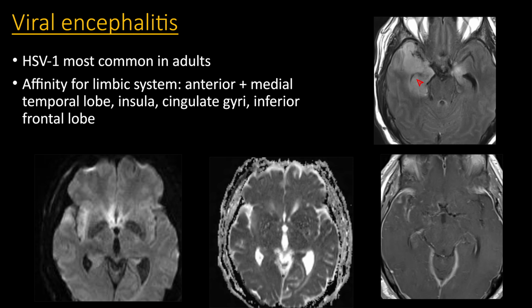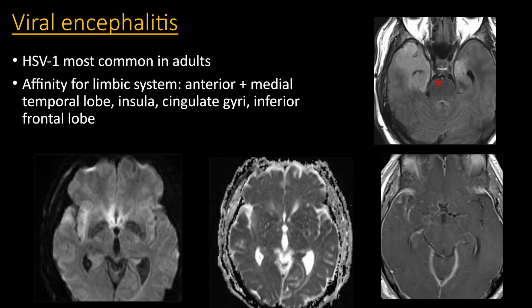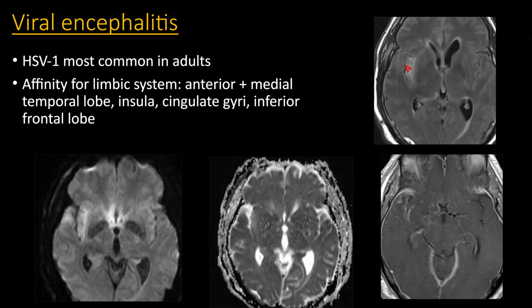So here's a particular case of HSV encephalitis. You can see here it involves the mesial temporal lobe, the medial aspect of the temporal lobe, and the hippocampal formation, anterior temporal lobe, and then the insula to an extent is also involved. As you can see here, the insula is somewhat involved. If we scroll up here, you can see the involvement of the insula and some involvement here of the cingulate right there on the right side.